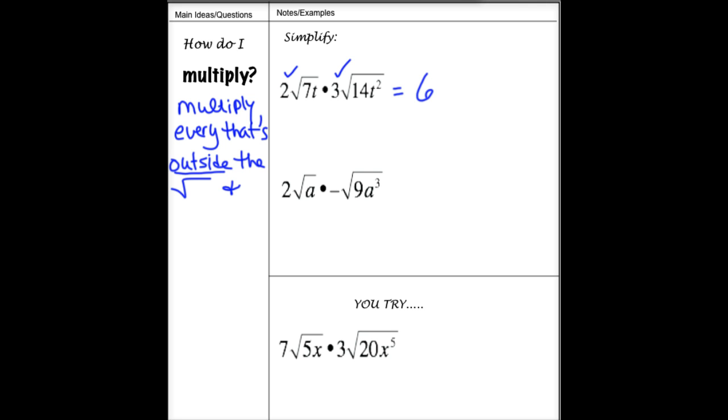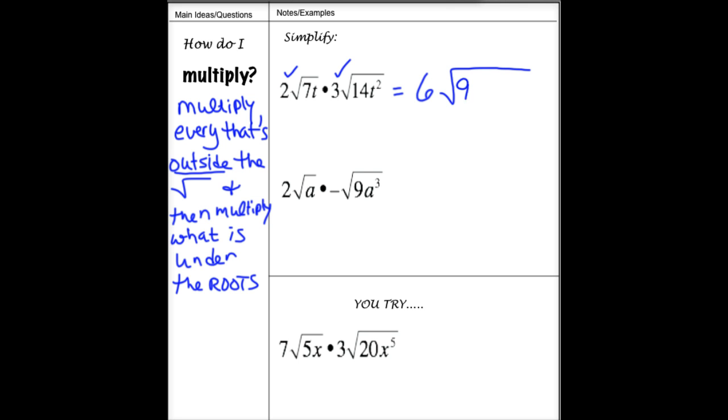And then multiply what is under the roots. I call it both in, both out. So on the outside, I have a 2 and a 3. On the inside, I've got 7 times 14. What's that? 98. And I've got a t and another t, which makes 3 t's.